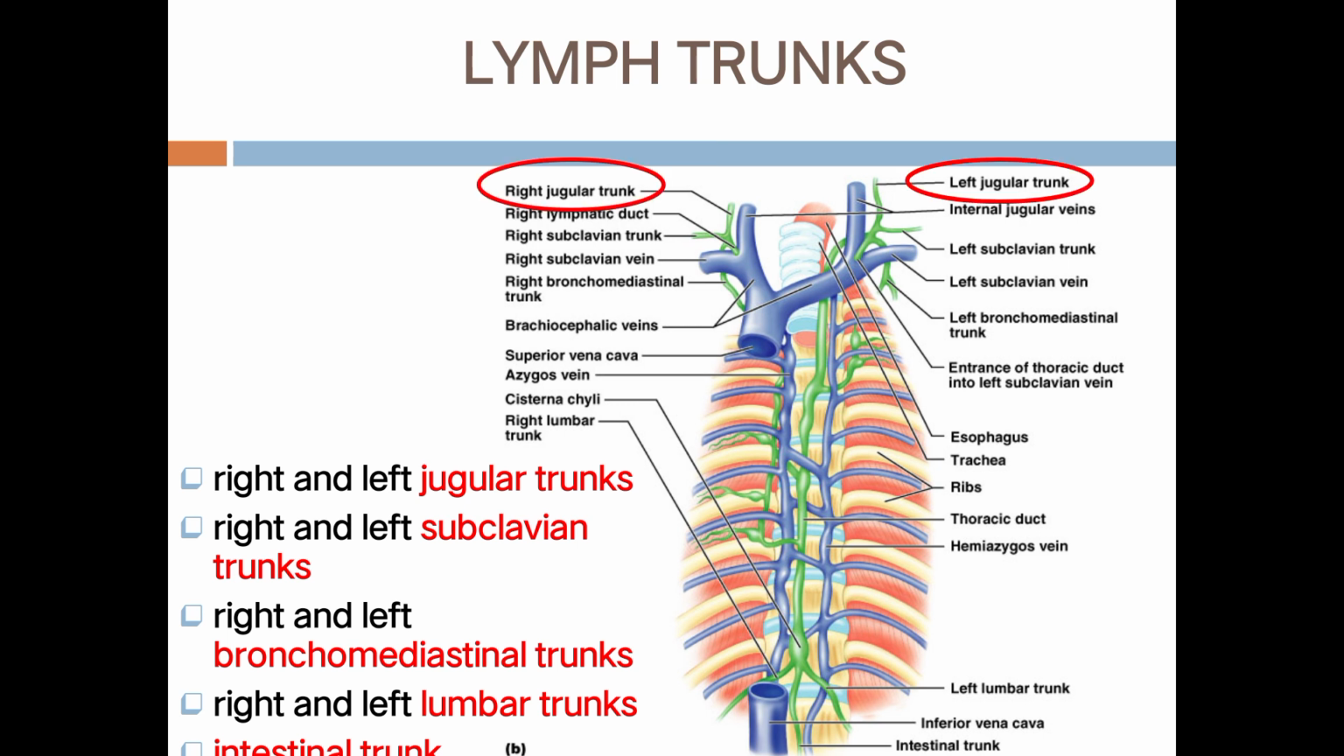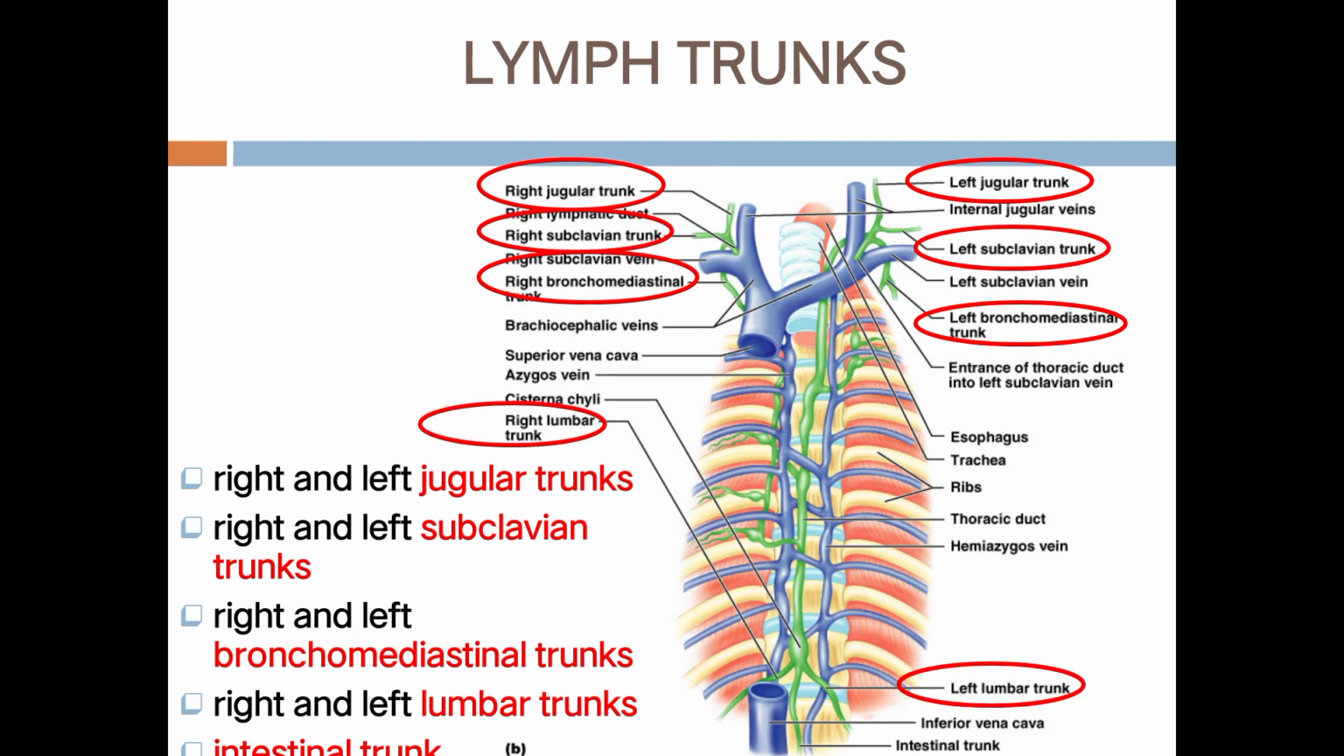They are like the right jugular trunk and left jugular trunk, then right subclavian trunk, right bronchomediastinal trunk, and left bronchomediastinal trunk, followed by right lumbar trunk and left lumbar trunk, then the intestinal trunk.